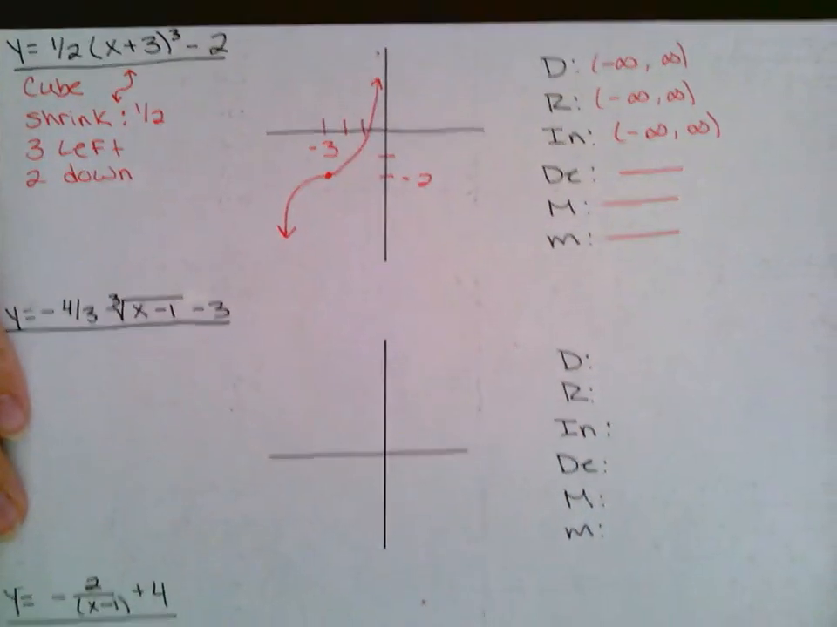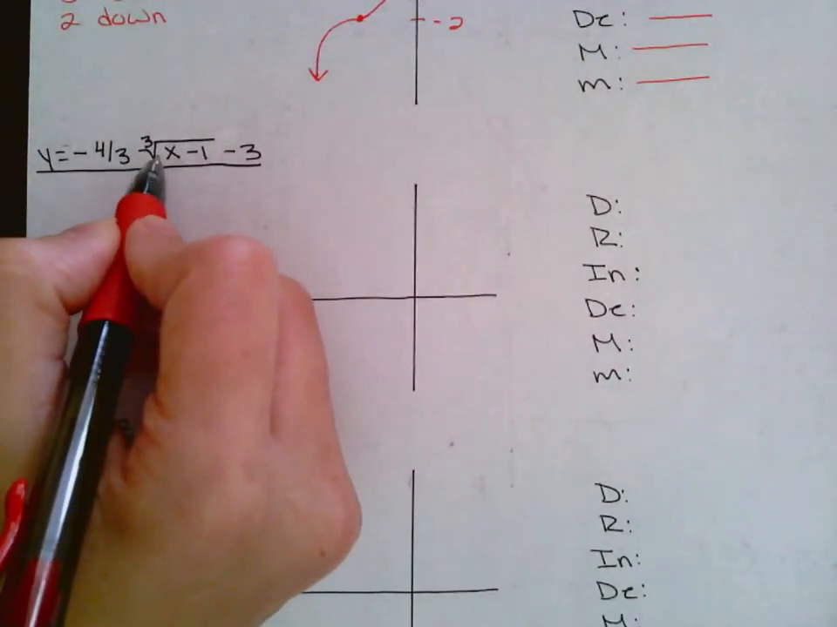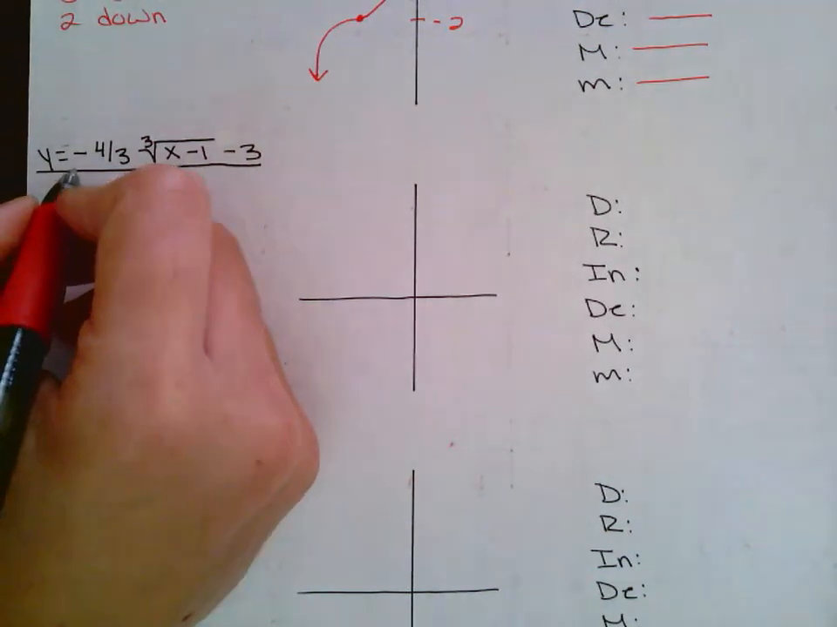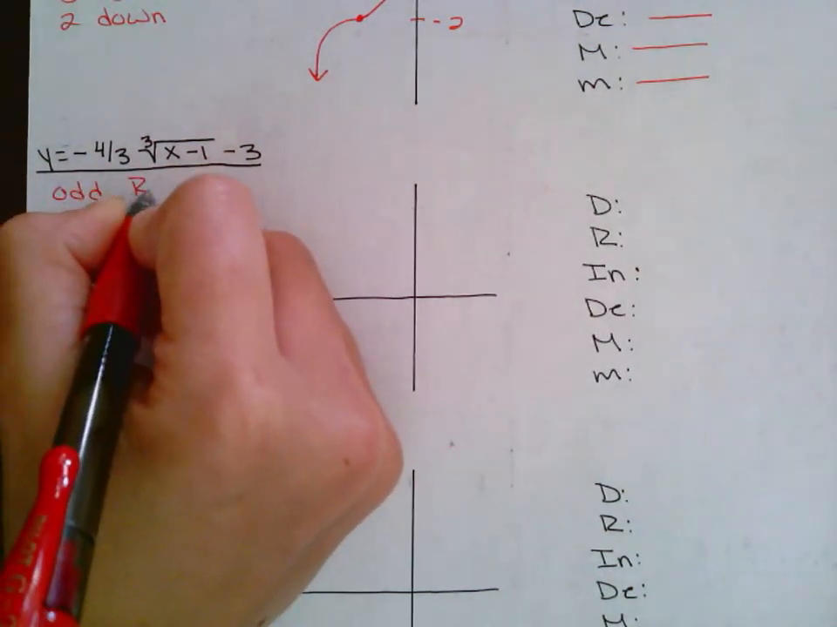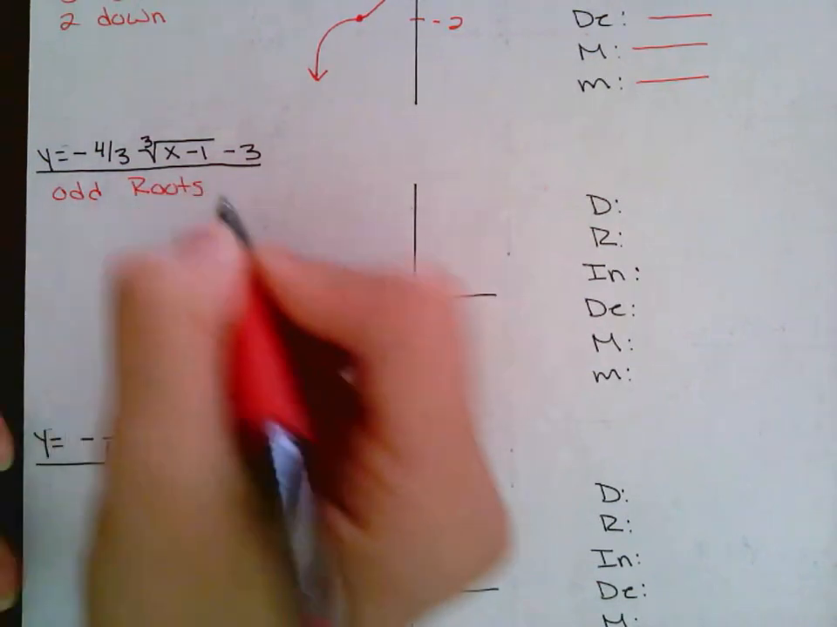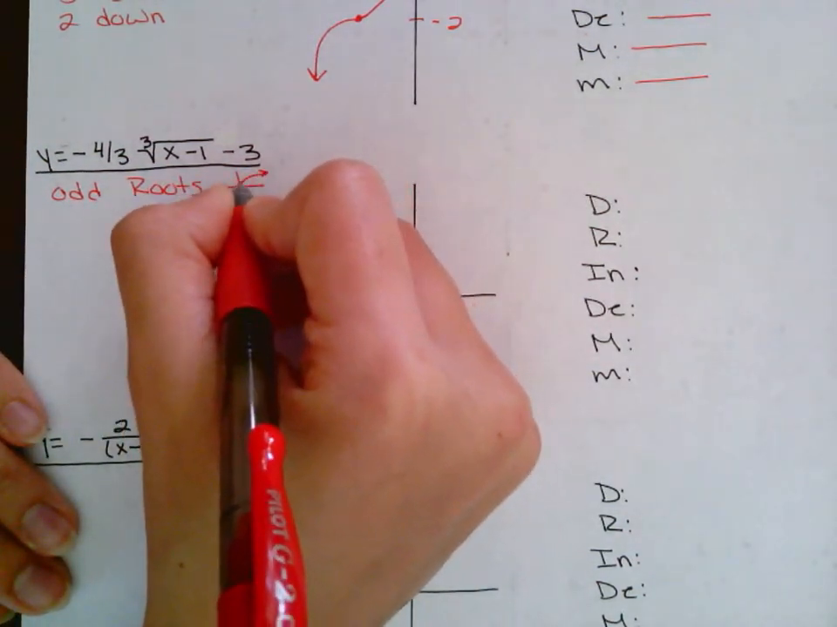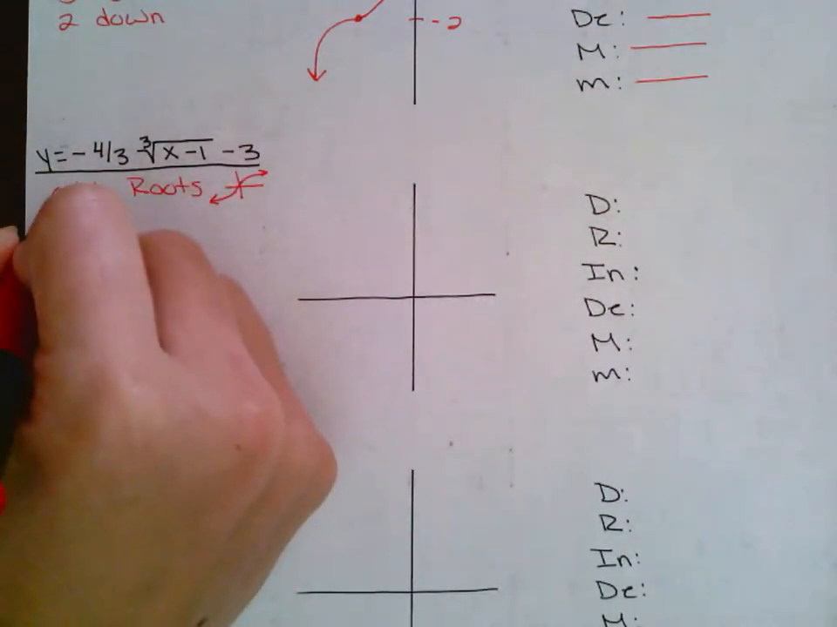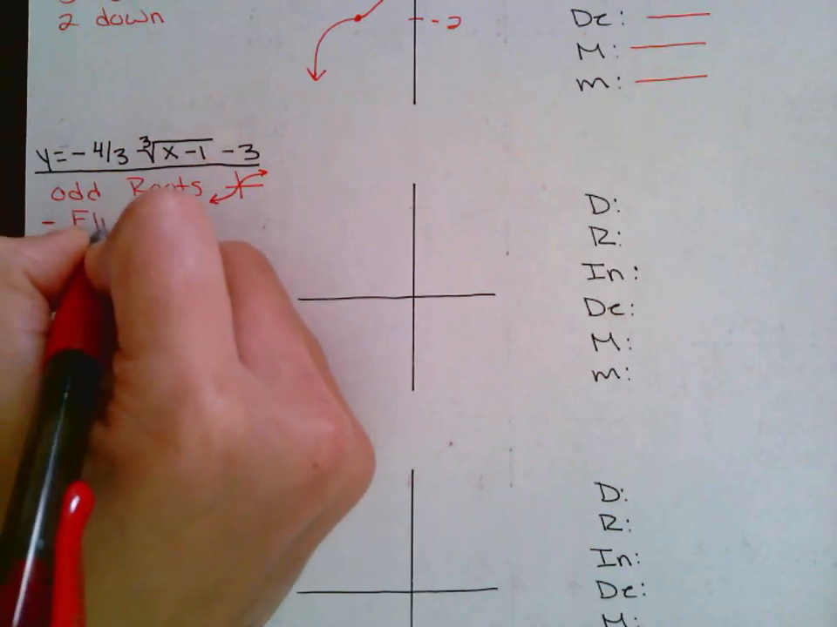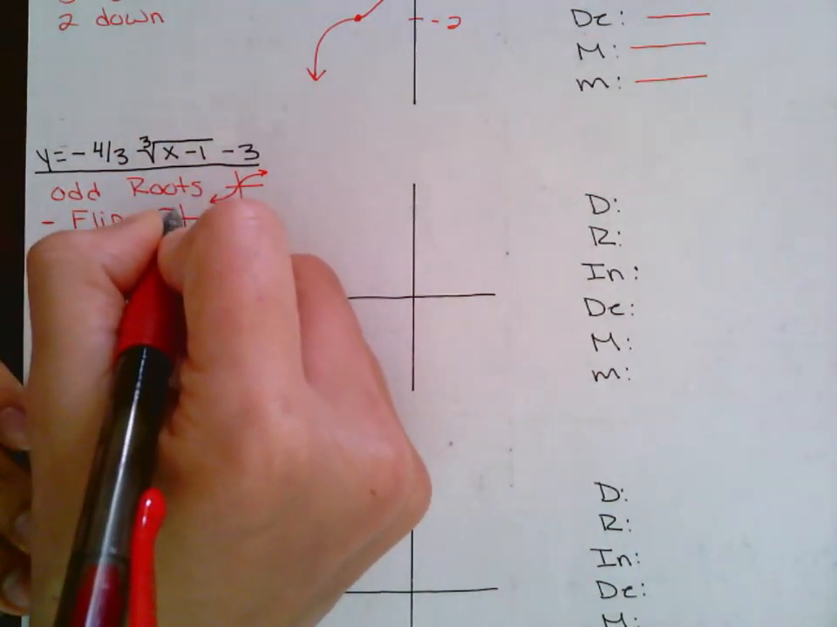All right? Moving on, we have a 3 in the index of this root. So this is an odd root. Odd roots, remember, they look like the square root, but they also have that tail end. So it goes over, but then it also goes under down this way. Okay? The negative means that it's going to flip. So instead, it's going to happen this way.